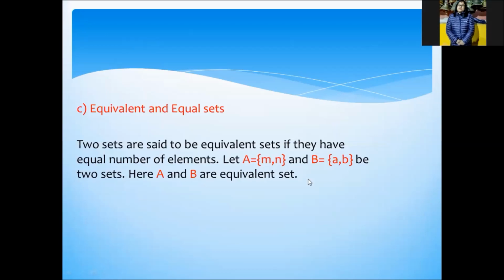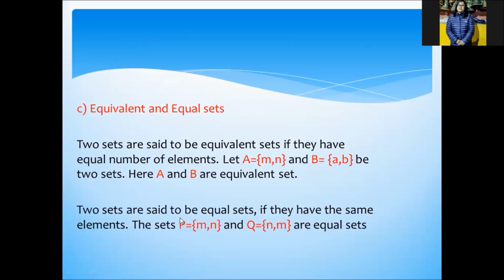Next, two sets are said to be equal sets if they have the same elements. Sets P = {m, n} and Q = {n, m} are equal sets.